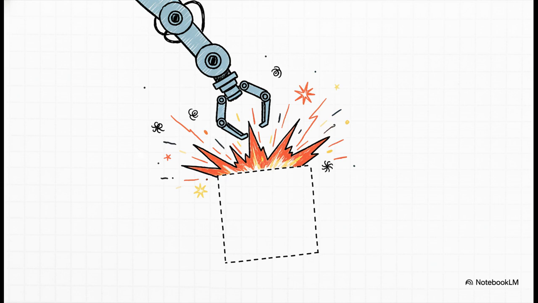Imagine you write this piece of unsafe code: if user.is_logged_in, print welcome. I mean, sounds completely logical, right? But wait, what if that user object doesn't even exist yet? What if it's currently set to None? Well, if you run this, your program instantly crashes with a fatal AttributeError.